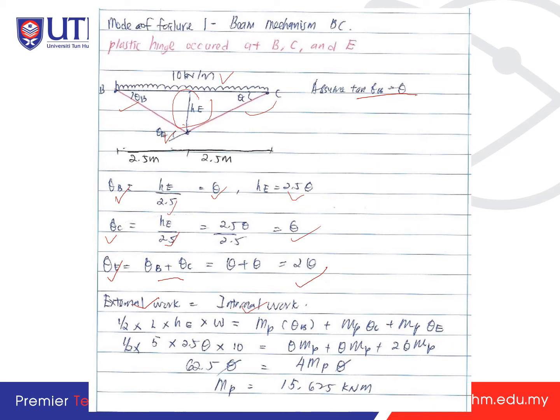Okay, for the virtual work method. So for the UDL, UDL is half times length times HE times dW is equal to MP theta B plus MP theta C plus MP theta E. So you solve this, you will get MP is equal to 15.625 kilonewton meter for this mechanism 1.